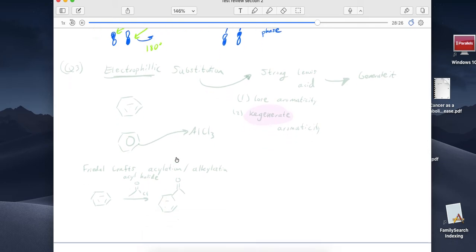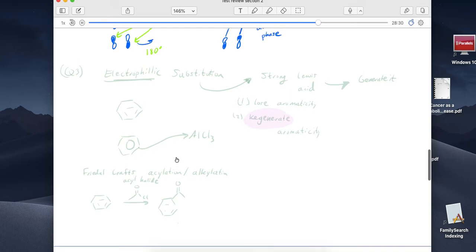So let's talk about aromatics, aromatic reactions really quick. And so this is Q3 on the exam. So notice that most of these reactions fall under electrophilic substitution.